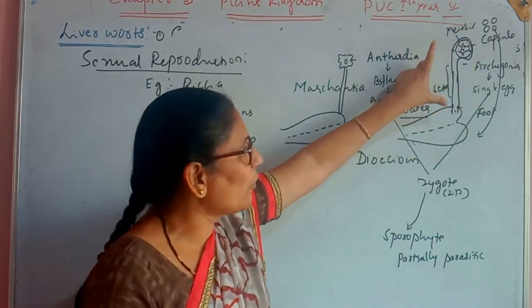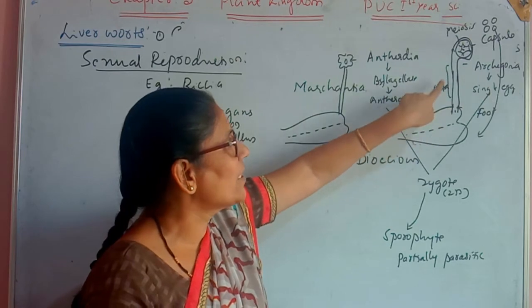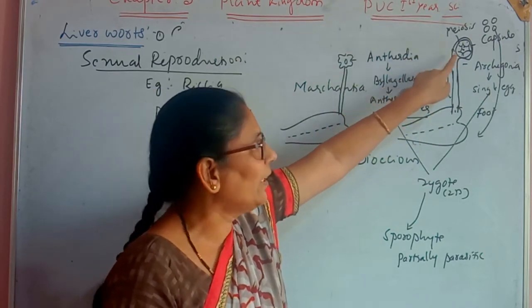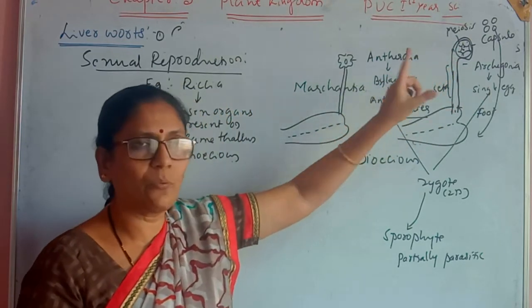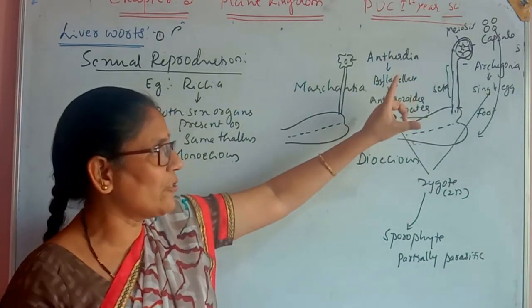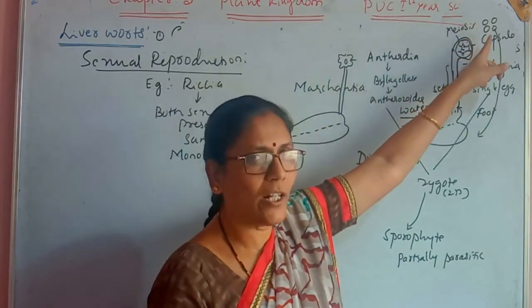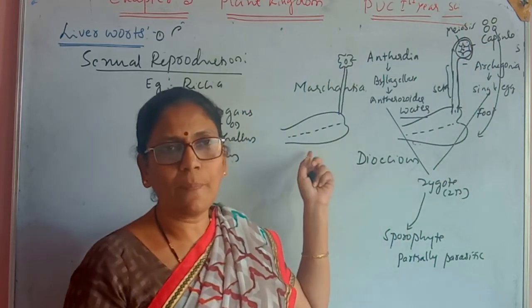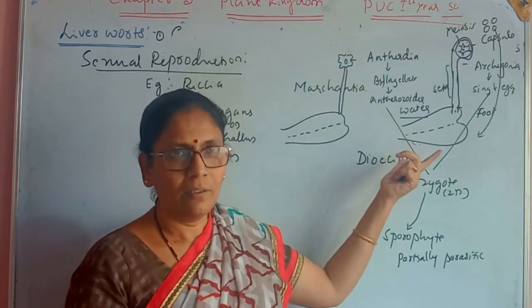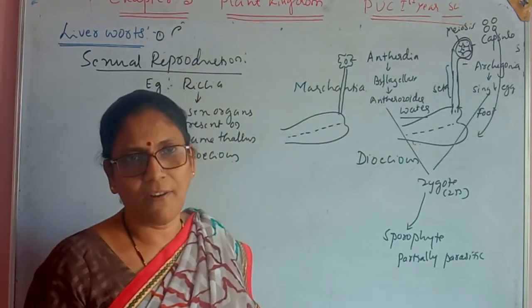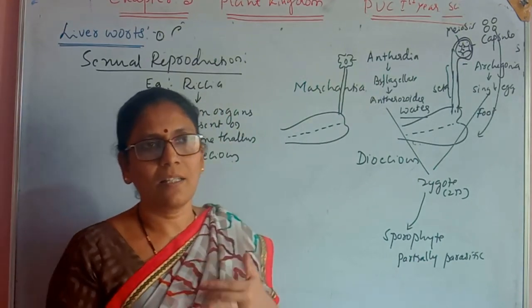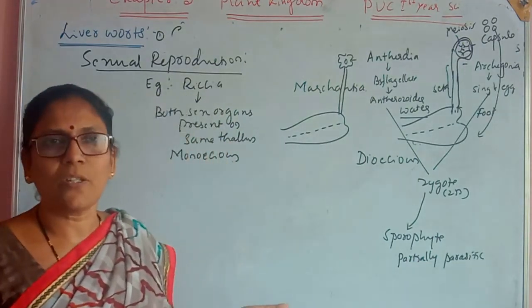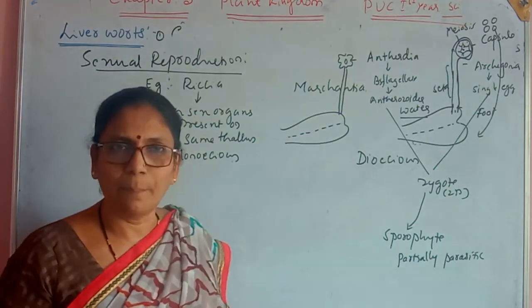So the sporophyte has three parts: foot, seta, capsule. Within the capsular region, there are some cells which undergo meiotic division and produce the 4 haploid spores. When these haploid spores fall on the ground, they develop into either male or female gametophytes. So this is the cycle which takes place during sexual reproduction.